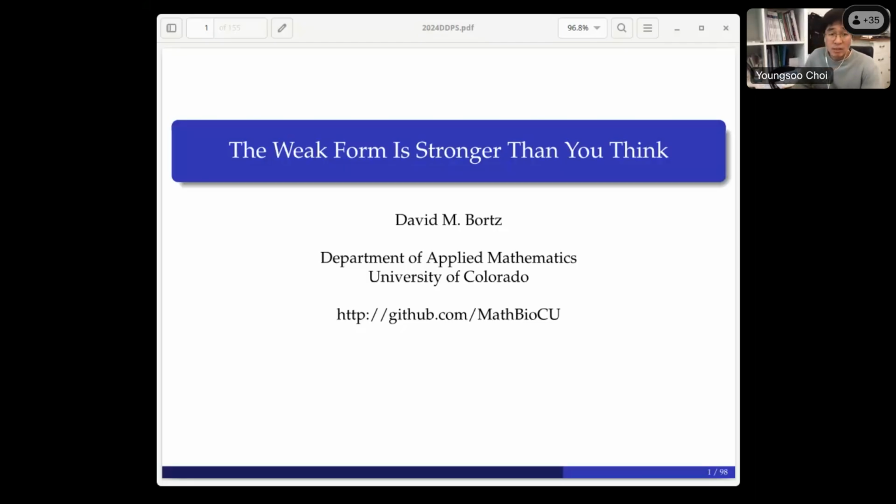Today, David is going to talk about the weak form is stronger than you think. All right, now let me pass the baton to him. But before that, let me ask a somewhat informal question to get to know him better. My first question to David today will be, how have you ended up where you are right now in terms of career, research, and work, etc.?